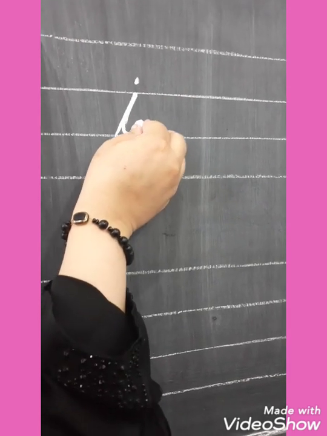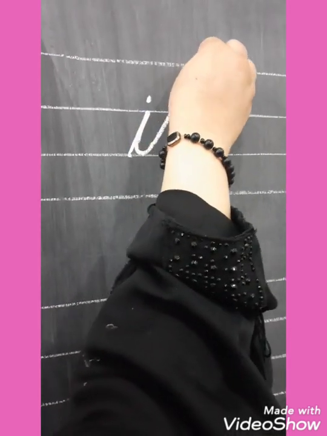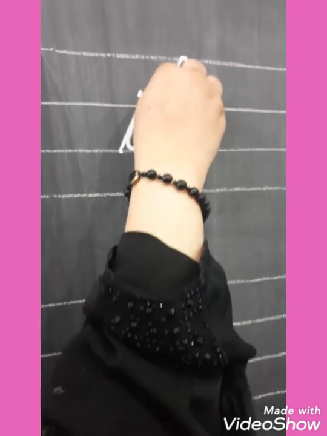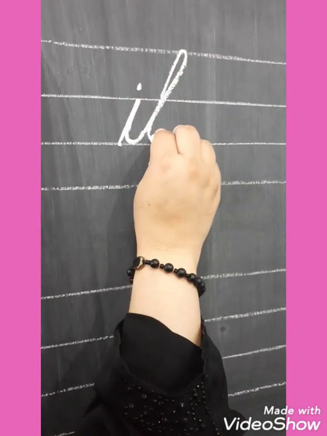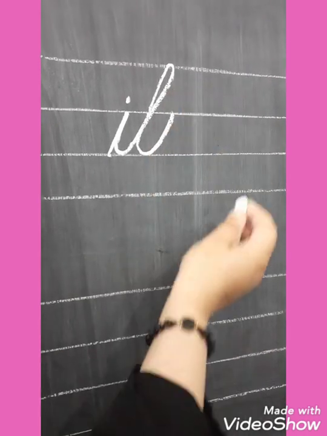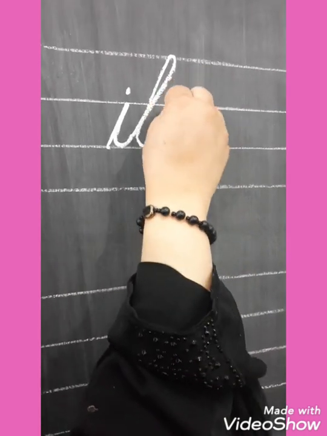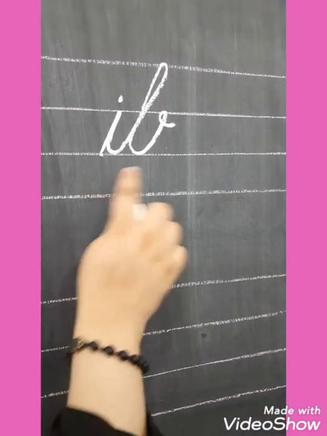आपने इसकी tail को ऊपर लेके जाना है. Touch the first line, come down in a slant. Touch the third line, go up in a slant. Touch here and make a hollow form here and leave it still. IB sounds, ib.